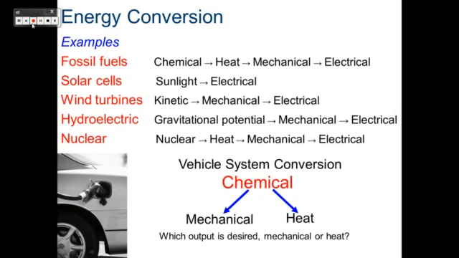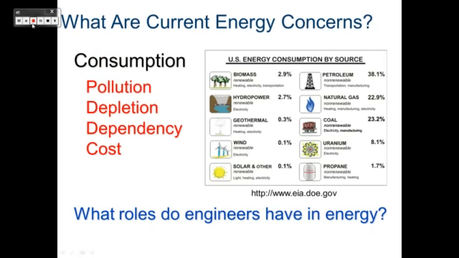If we're looking at a vehicle and we have it go from chemical conversion, do we want it to go to mechanical or heat? You want it to do mechanical. Mechanical is what gives you movement and momentum. Heat is typically not good for most cars.